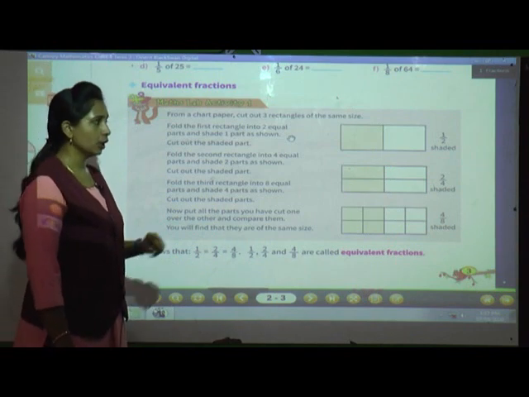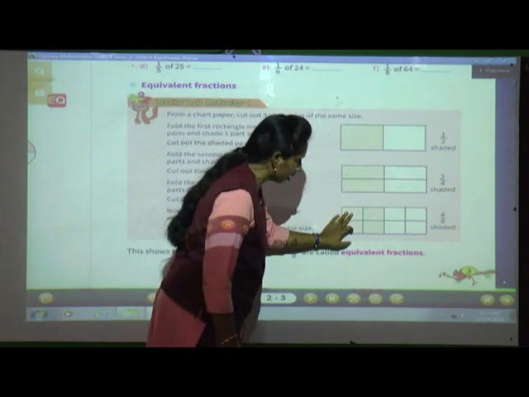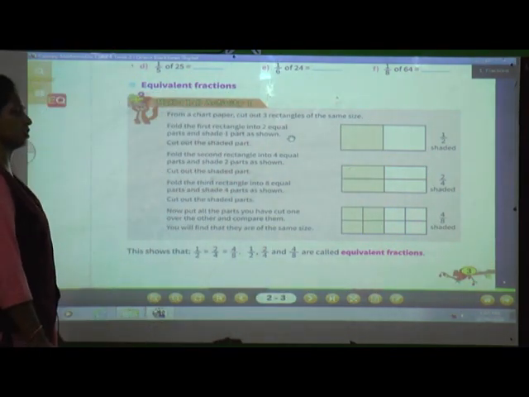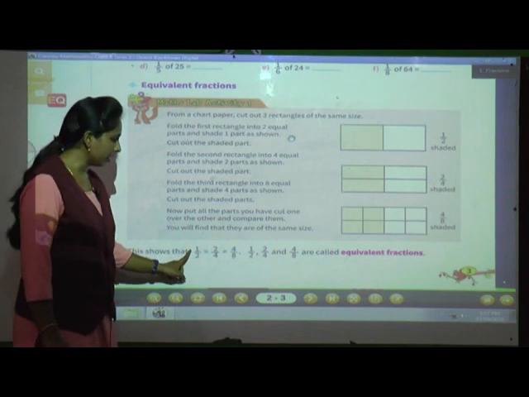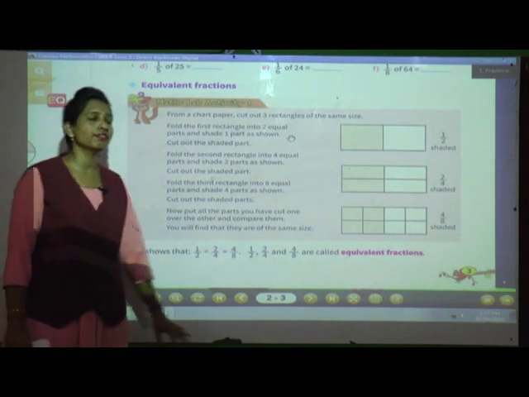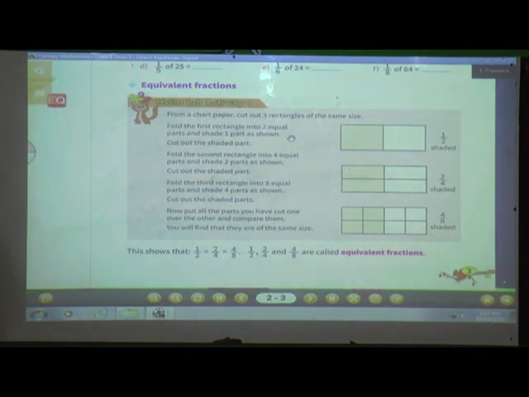Got it, students? Though they have so many parts, they are equivalent to each other. So keep in your mind, 1 divided by 2, 2 divided by 4 and 4 divided by 8 are equivalent fractions. Clear till here? Yes. Now we'll move to the next.